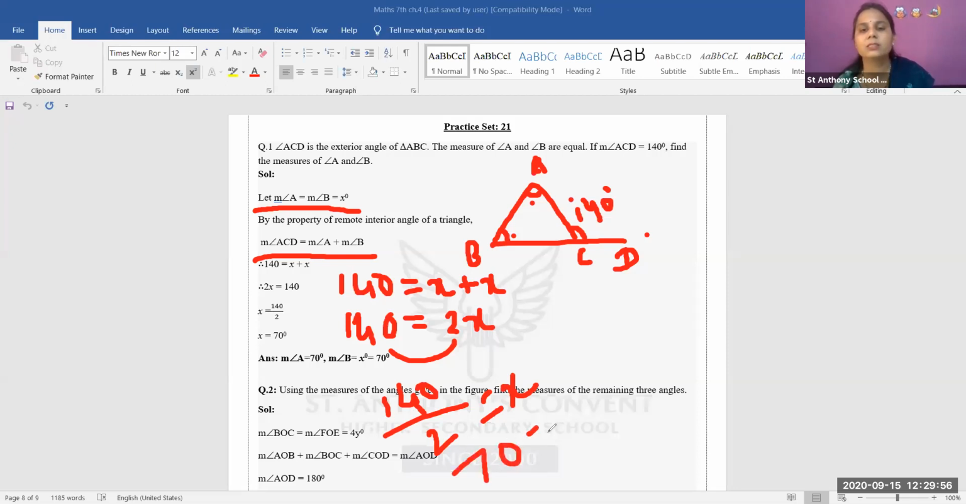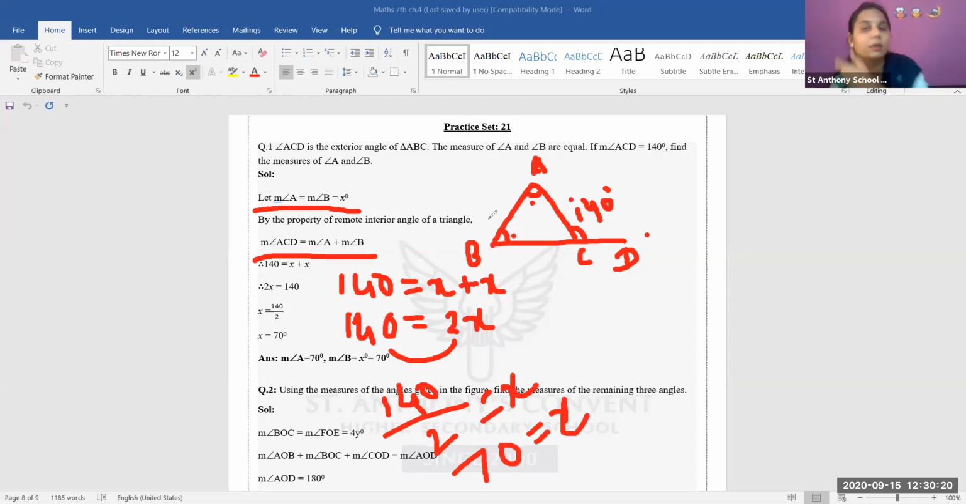So the value of x is equal to what? 70. Measure of angle A is equal to x, and measure of angle B is equal to x. So x is equal to 70. So measure of angle A is equal to x, which is 70, and measure of angle B is equal to x, which is 70.